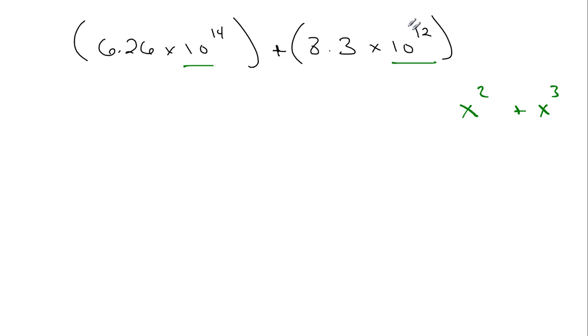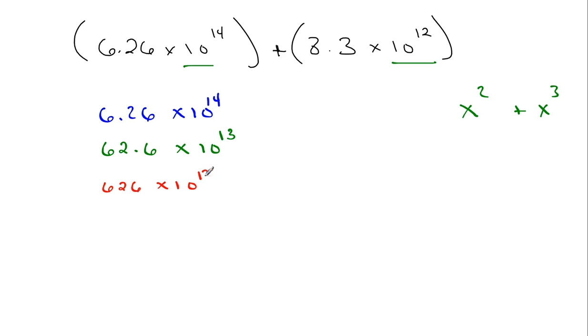So what I want to do is I want to convert one of these, either the 14 and make this a 12, or make the 12 a 14. Now I'm going to go with the larger number. Okay, so 6.26, so I'm going to concentrate on this one, 6.26 times 10 to the 14th. Right, if I take it out of proper scientific notation, and I move my decimal over to the right one, so 62.6, this is going to be times 10 to the 13th. If I do it one more time, then this will be 626 times 10 to the 12th. Are you with me?